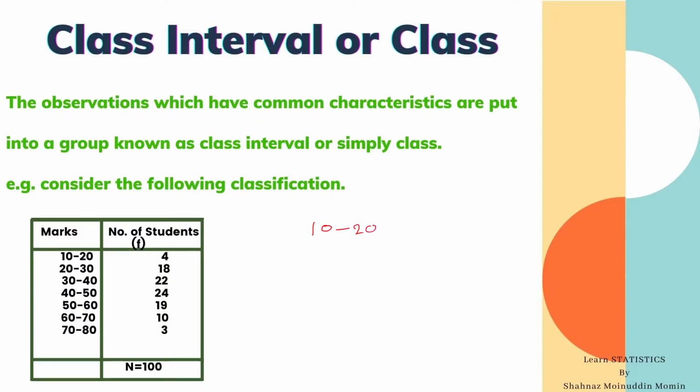10 to 20 is a class. Similarly, 20 to 30 is a class. Likewise, 70 to 80 is a class interval. In this classification, marks are classified into the classes 10 to 20, 20 to 30, etc. And the number of students falling in each class are counted.